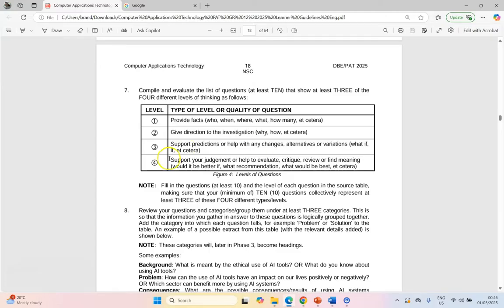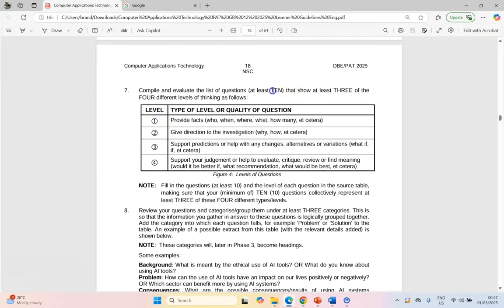And then level 4 is reviewing or critiquing or supporting your judgments. Would it be better if we did this? What would you recommend to do this? So it's not necessarily factual based, but it's recommendations about what things can be done. So those are your 4 levels.